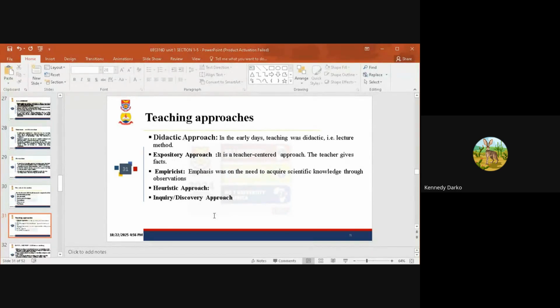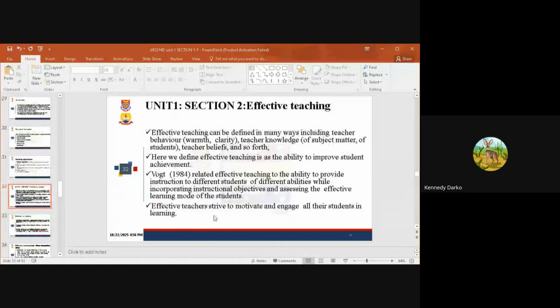Then empiricist, emphasis on the need to acquire scientific knowledge through observations. Heuristic approach, inquiry and discovery approach. All these things are the approaches that the rationalists say they should use in handling the subject.